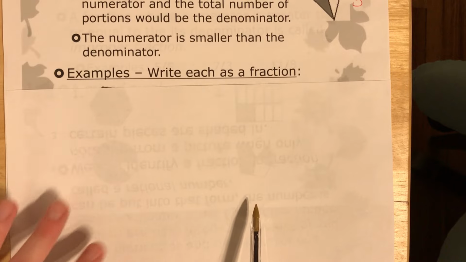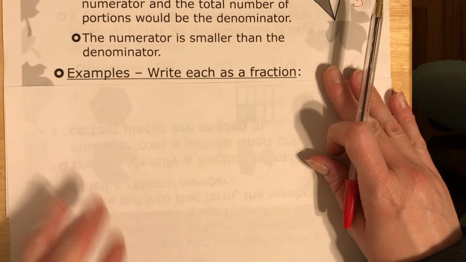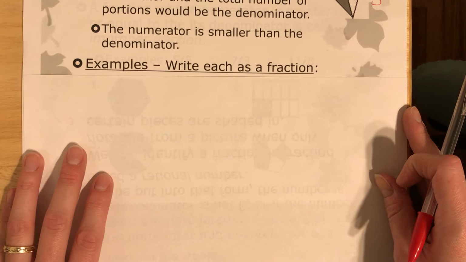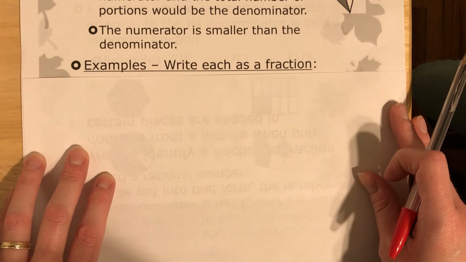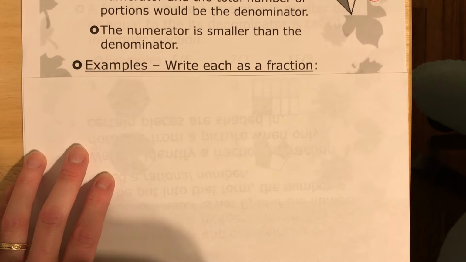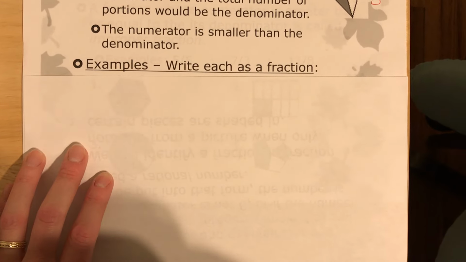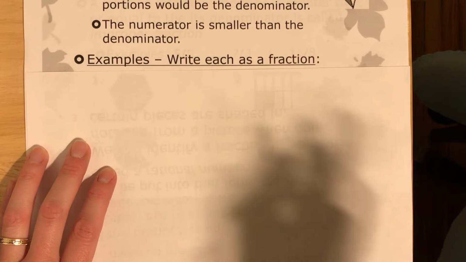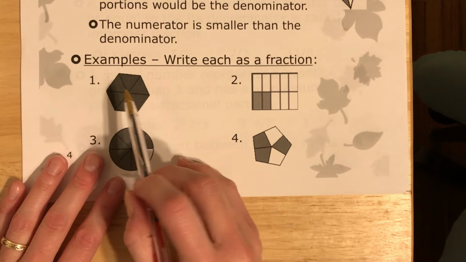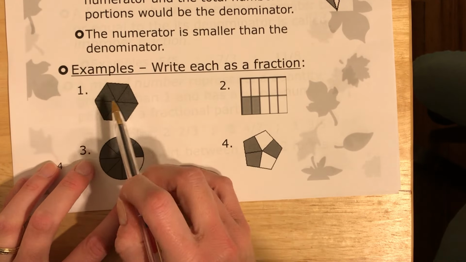All right, so let's take the following examples. We're going to write each as a fraction. So we're going to count the total number of pieces, make that our denominator, and however many is shaded in will be our numerator. Okay, so I'm going to bring all 4 up at once, go through each one. So let's look here at number 1.